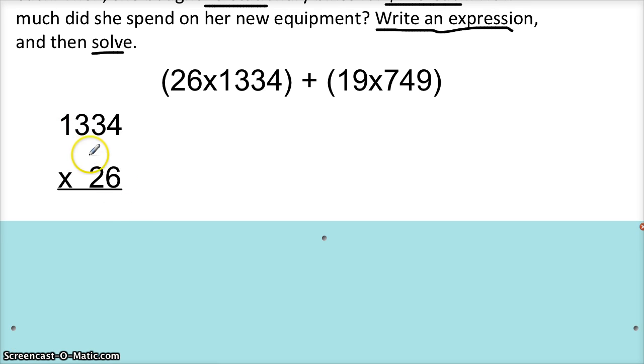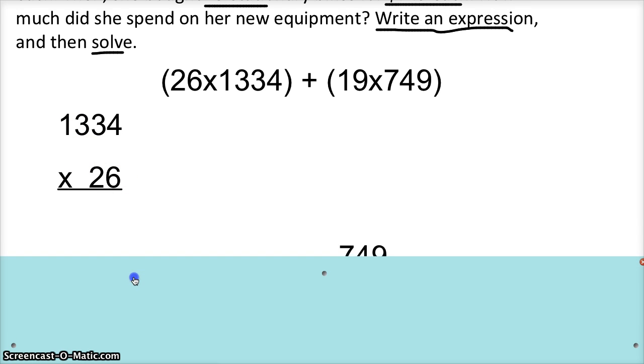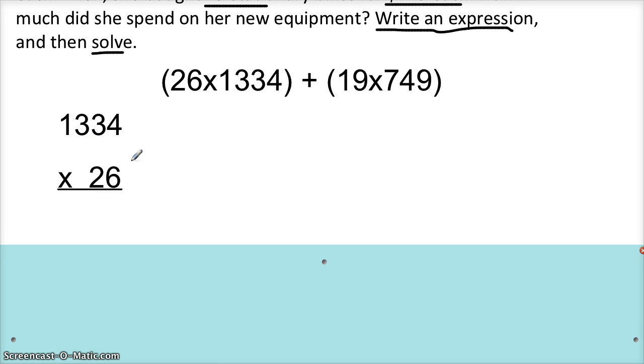So let's do $1,334 times 26 treadmills. So I'm going to use the standard algorithm. 6 times 4, 24. 6 times 3 is 18, and 2 more makes 20. 6 times 3 is 18, and 2 more makes 20. 6 times 1 is 6, plus 2 more is 8.